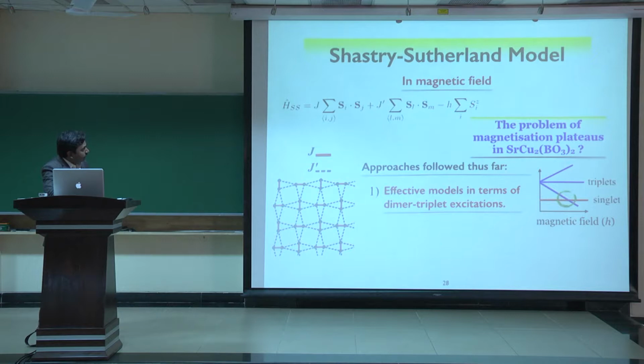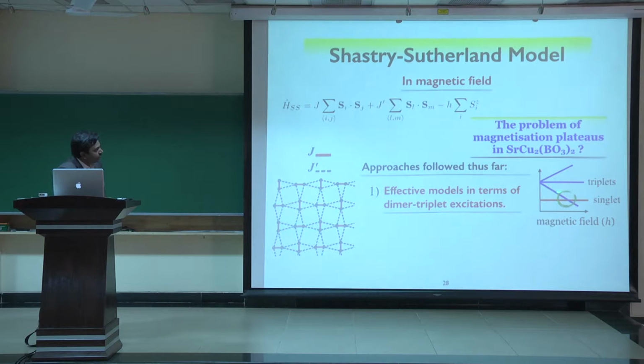The basic idea for such effective models is summarized in this cartoon. Imagine an isolated dimer. Then it has a singlet, which is the red line, and three triplets at H equal to 0. But at any finite field, the triplet splits, and one of the triplets crosses with the singlet, and that is the process by which magnetization is generated in the system.